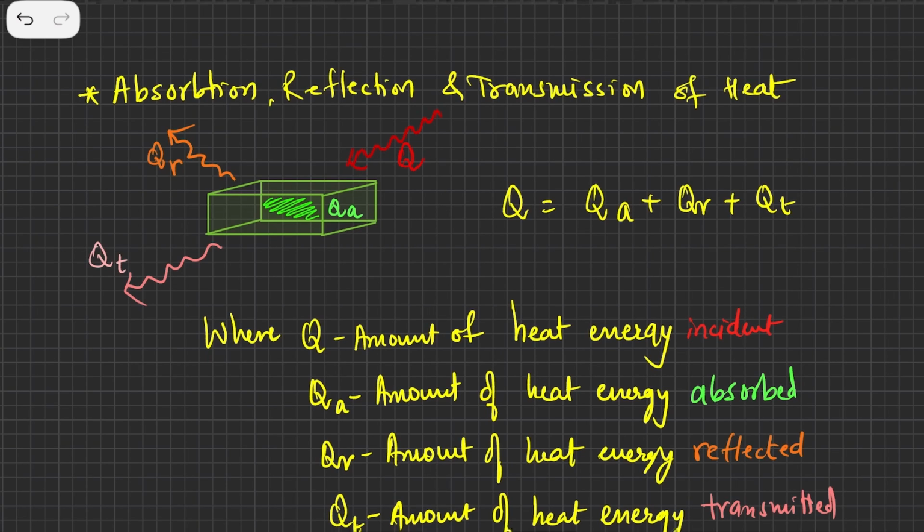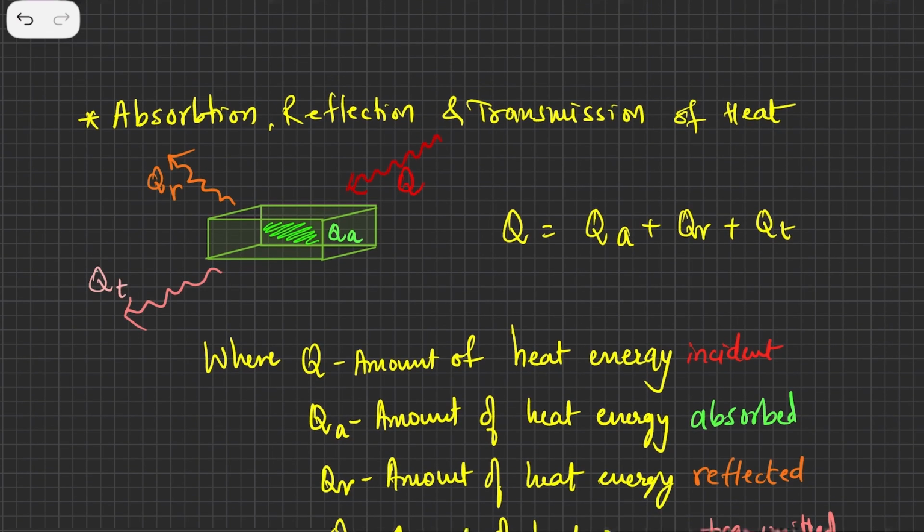So here we are back with one more video, and in the previous class we had done a small series of finding out the specific heat capacities for monoatomic, diatomic and polyatomic gases. Today we are starting with something called absorption, reflection and transmission of heat.